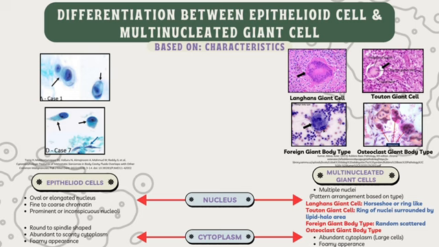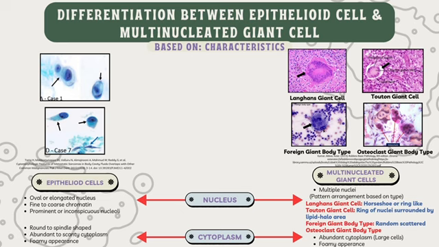The first type is Langerhans giant cells, which have a horseshoe or ring-like arrangement of their nuclei. They are commonly associated with TB or sarcoidosis. The second type is Touton giant cells, which have a ring of nuclei surrounding a lipid halo area at the periphery of the cell. They are commonly associated with xanthomas.